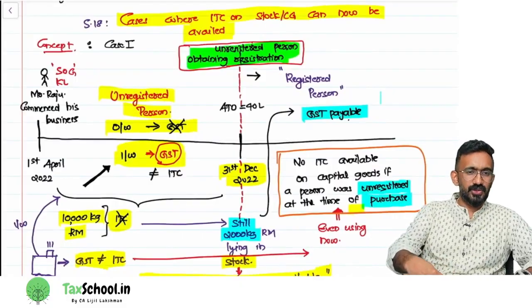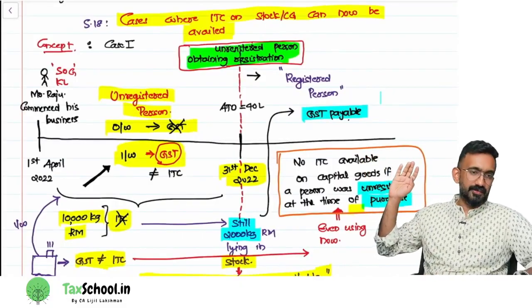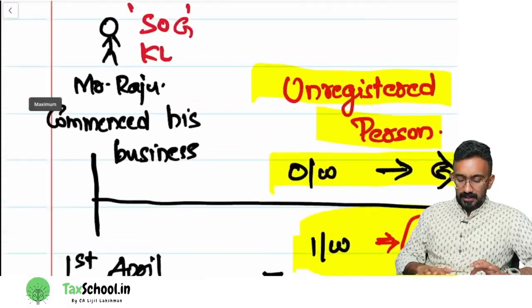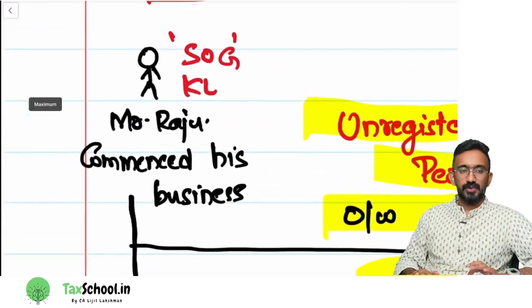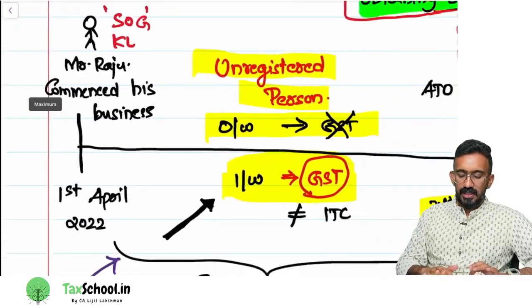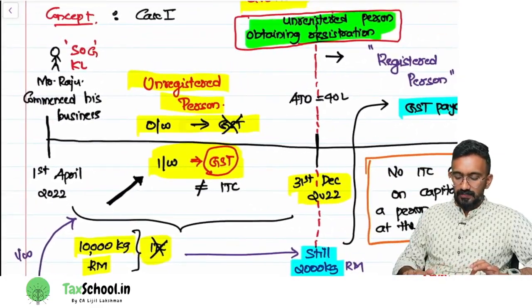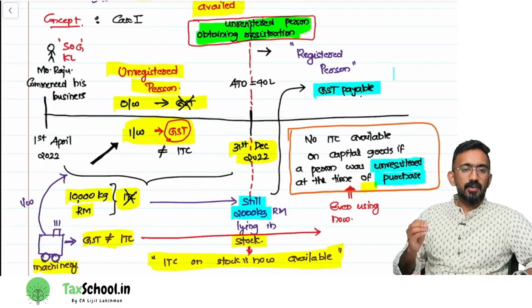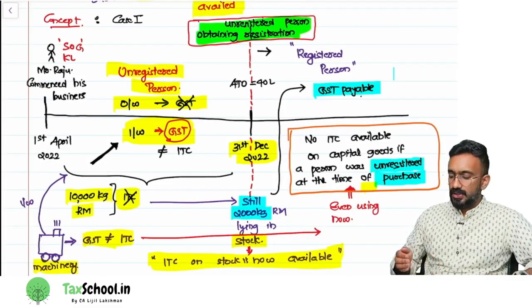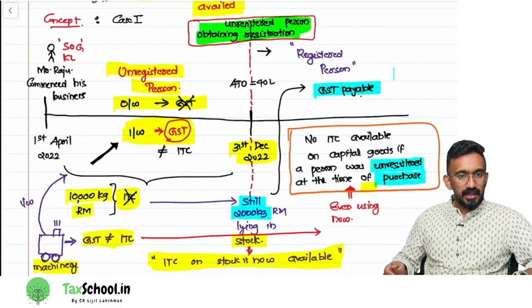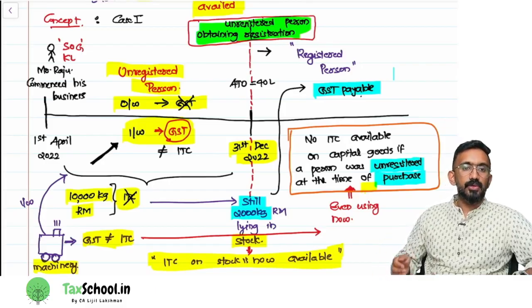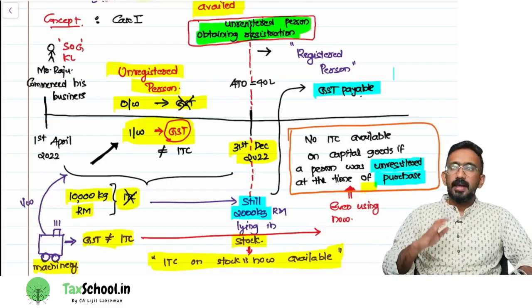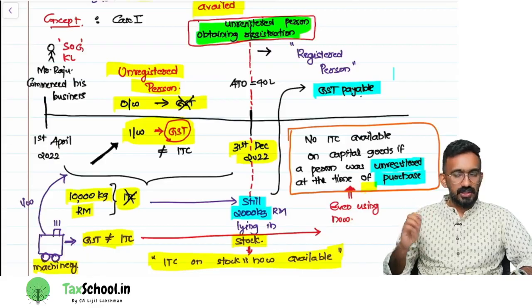So much of information on the screen, so slowly let me bifurcate it for you. Meet Mr. Raju. He's a supplier of goods in Kerala, general category state. He started his business on 1st April 2022. When he's starting his business, is he required to obtain registration? No. In general category states, up to 40 lakhs, there is no requirement for him to take registration. So he started his business without having GST number.